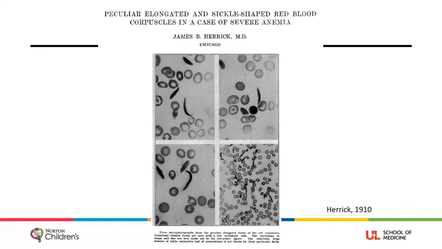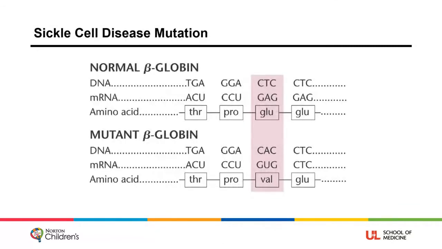About 40 years later, it was discovered that this abnormally shaped hemoglobin is a result of a point mutation on the beta globin that results in the substitution of glutamic acid with valine. As a result, this small change in the amino acid has profound structural and functional consequences.